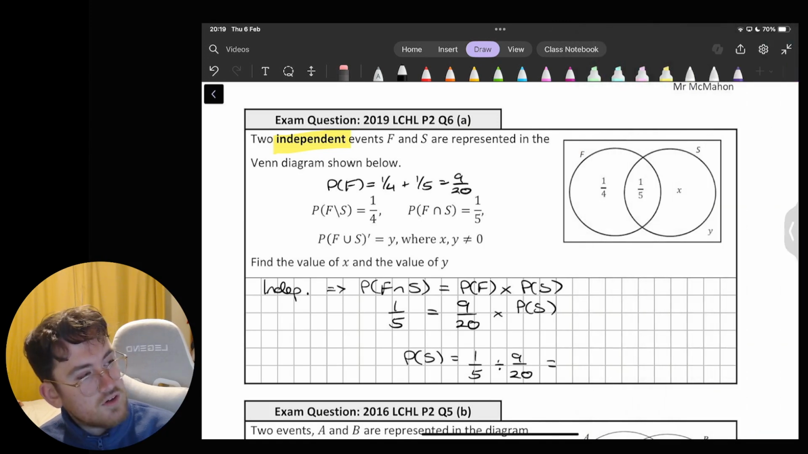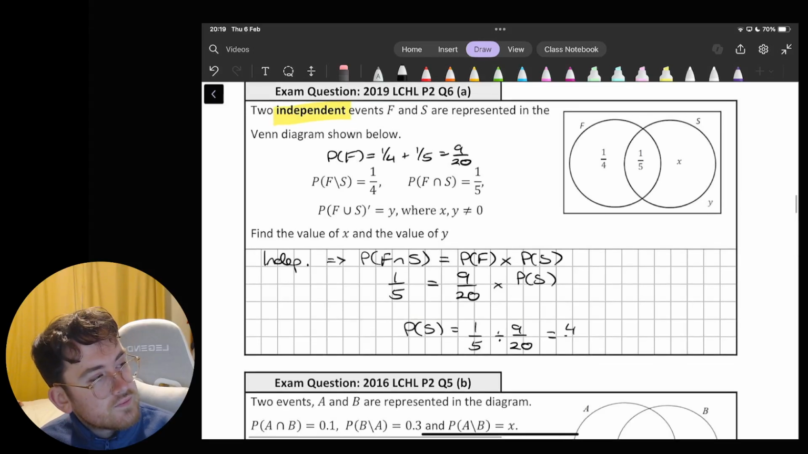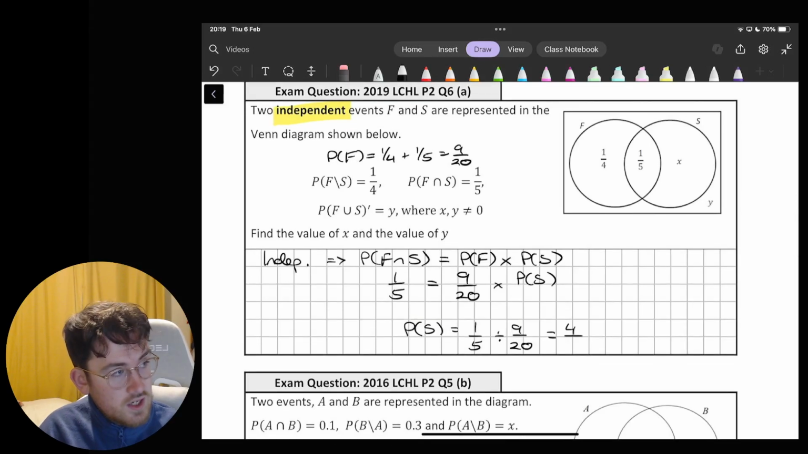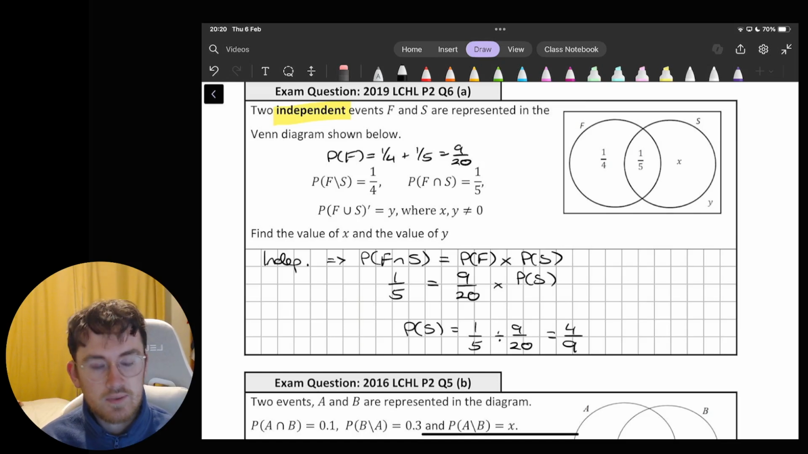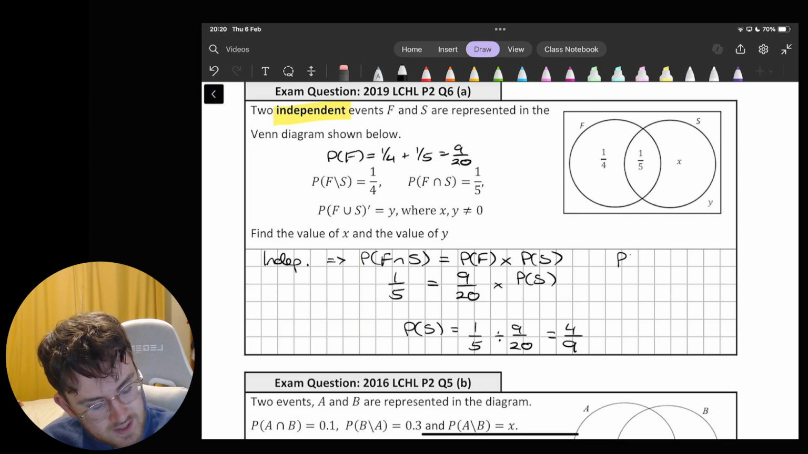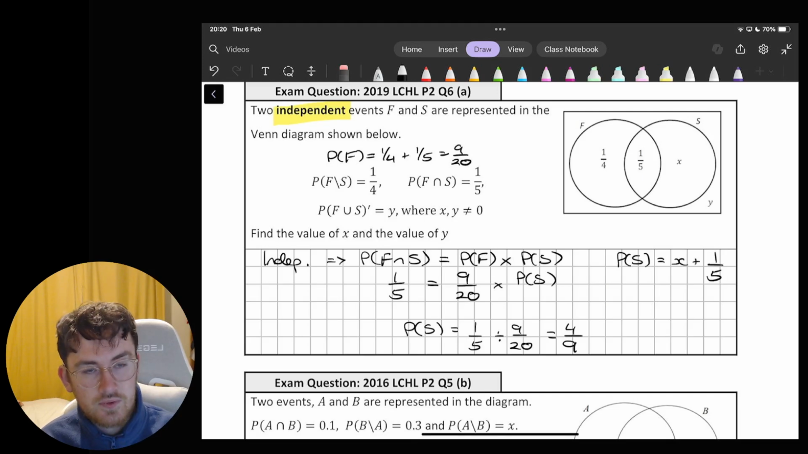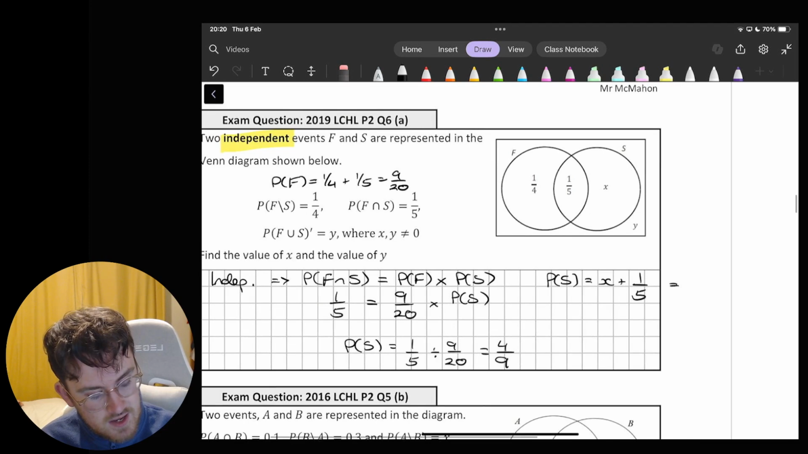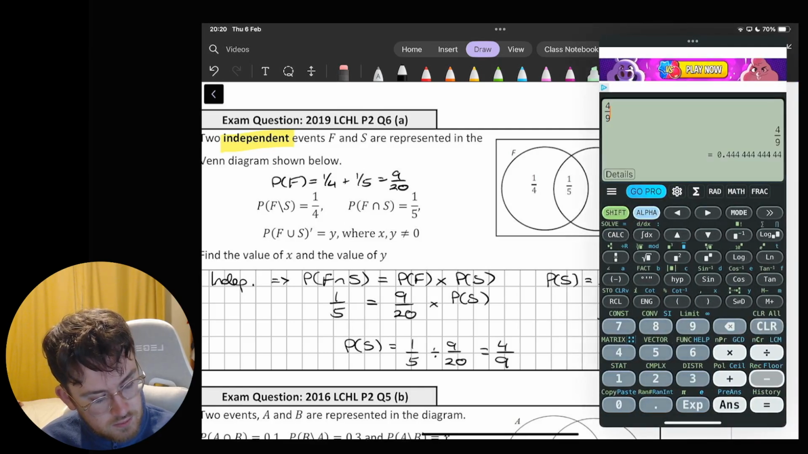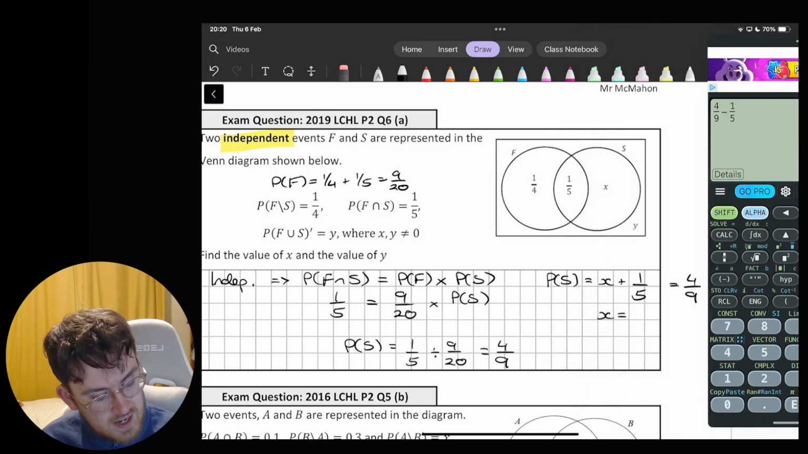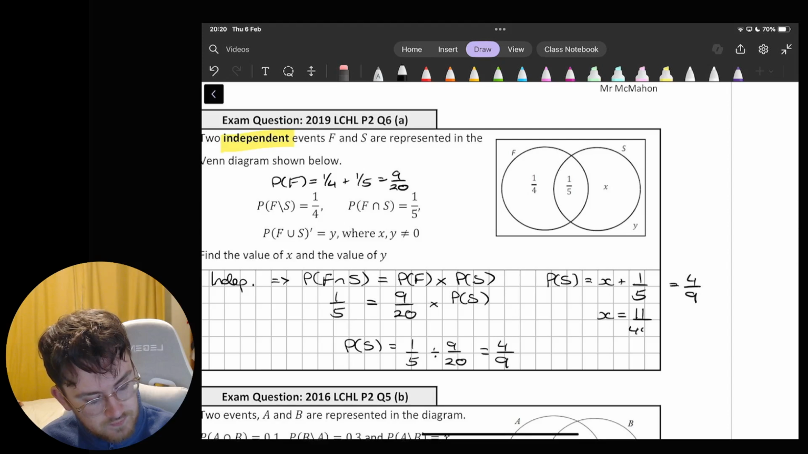There we go. I knew I couldn't be far off. 4/9, okay, as my answer here for the probability of S. So that's my overall probability of S here. The probability of S is also X plus 1/5, so another way of representing that. And I've now worked out that that should be 4/9 here. So 4/9 minus 1/5 gives me 11/45 for X.